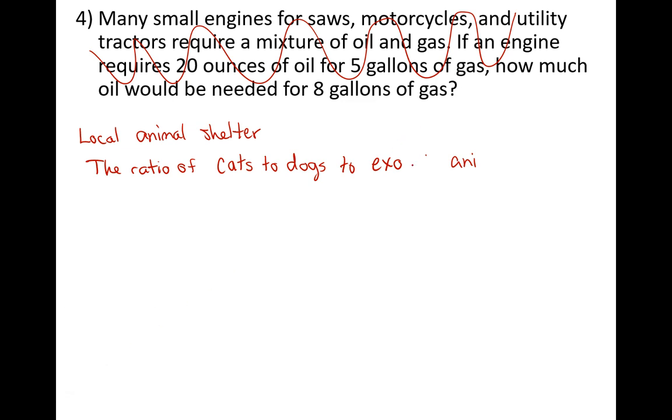And by exotic, most veterinarians really just mean things like people that have birds or snakes or iguanas, something besides cats and dogs is all I really mean here. So the ratio of cats to dogs to exotic animals is, I'm going to say, 6 to 4 to 1.